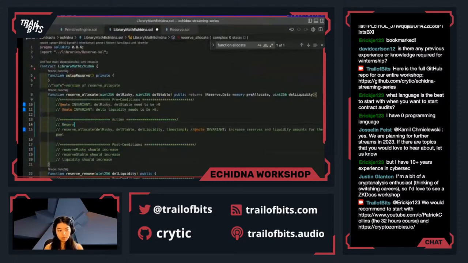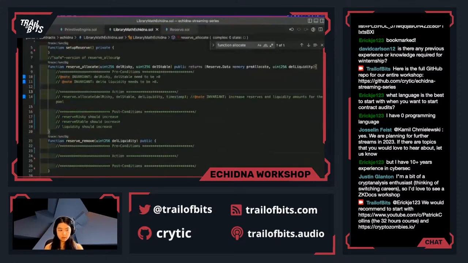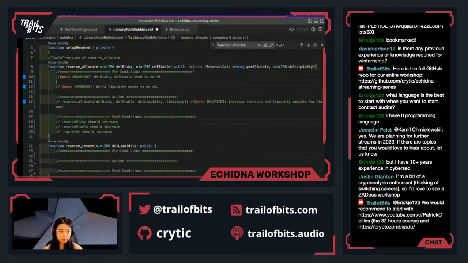Just to recap, what this basically means is that the incoming argument that Echidna generates has to be great. The amount that's being added into a pool has to be greater than zero. The total change in liquidity from these two values has to also be greater than zero. And once we allocate funds into this pool, the updated reserves should have increased by the amount that we added in both tokens and the delta liquidity. Any questions there? All right, perfect. Which means we can then just start filling in how we can test these invariants.